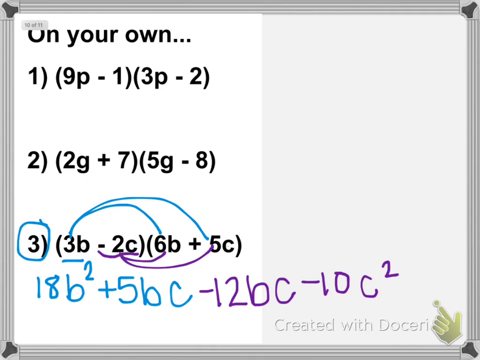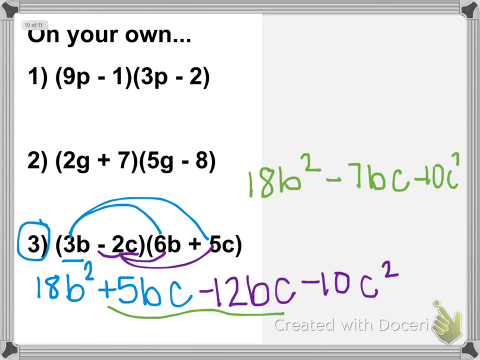When I go to combine my middle terms, they're still the same. They both have a b and a c. So I have 18b squared. And then 5 minus 12 is going to be a negative 7bc, and then minus 10c squared. And that's it. So the process is exactly the same. I distributed twice. I combined my middle terms. It's just that the variables got a little different in the middle. That's it. So FOIL, first, outside, inside, last.